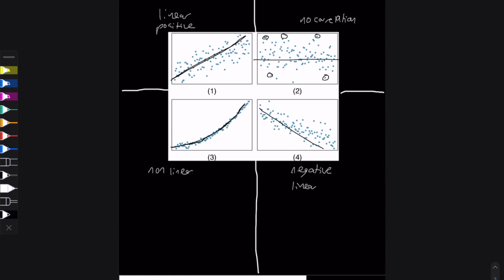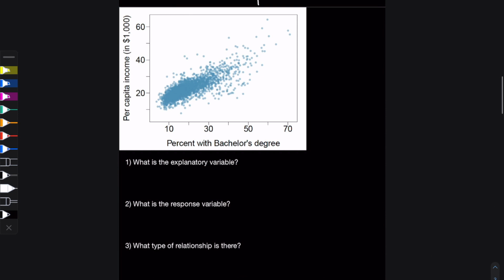Okay, so now we are on to the first real question that we have, and that would be looking at this graph and say, what is the explanatory variable? And so, like we said earlier, the explanatory variable is x, and the response variable is y. So what are those going to be in this problem is the question. So the x value, if you'll remember, is always on this bottom axis. So our x here would be percent with bachelor's degree. Okay, and response variable, I mean, there's only one left, so it has to be the one on the y. So response variable is going to be per capita income.